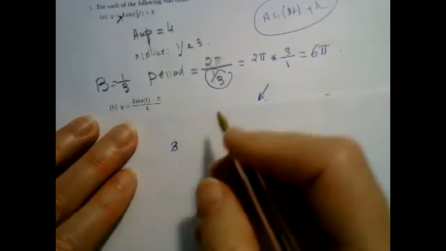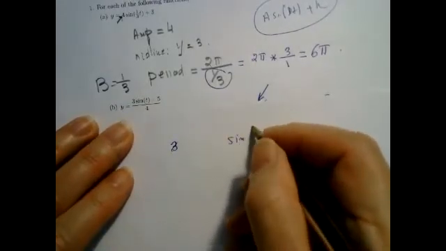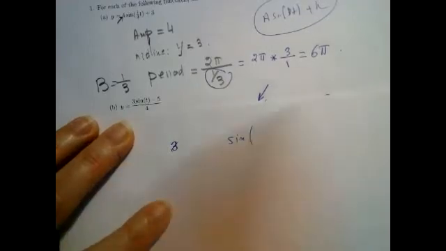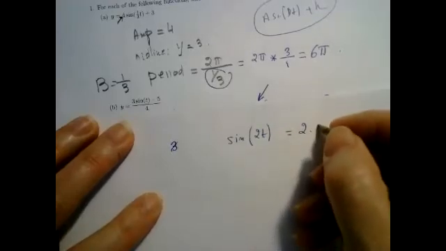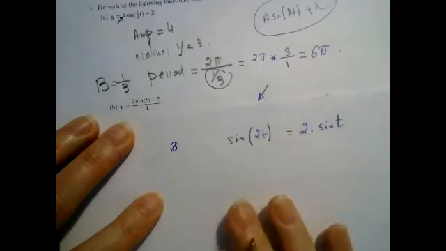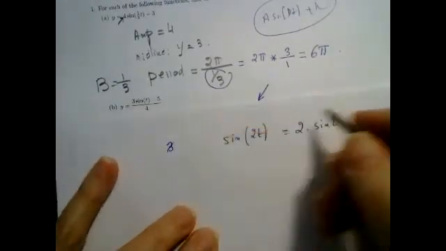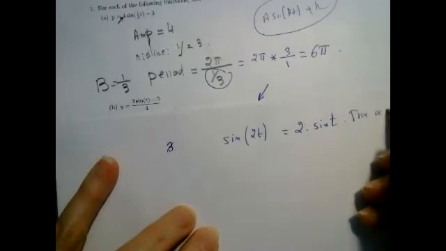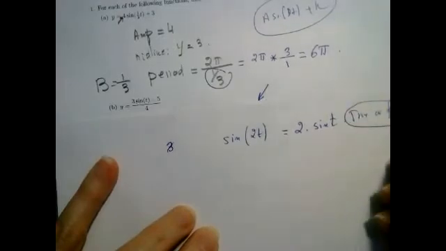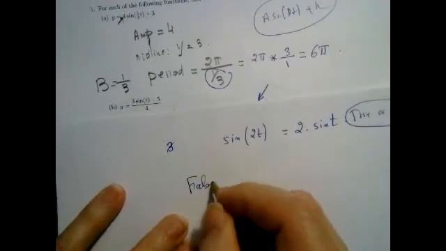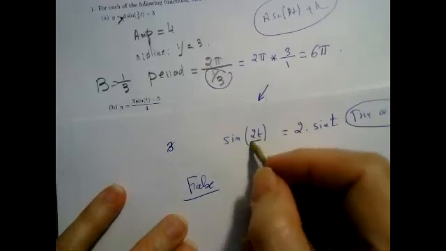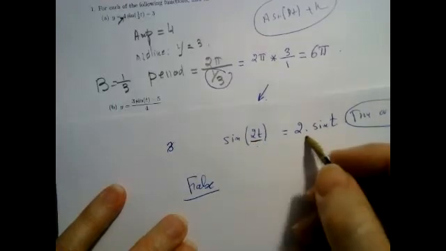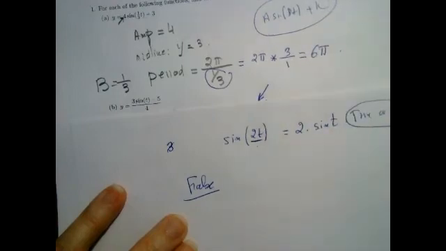Let me ask you the following question. Is sine 2t the same thing as 2 times the sine of t? True or false? It's false. Absolutely false. What does this do? Take the graph of sine, change the period. This one, it will stretch it. Are you with me? Yeah.